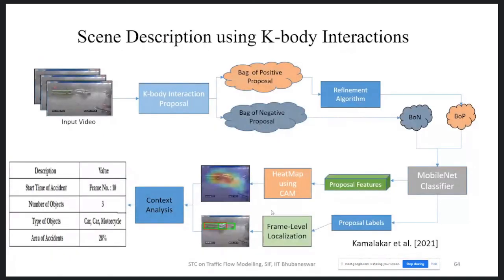So one of the possible frameworks is like this. We get the input video like this. We detect the objects using YOLO object detection in these frames. We identify the interaction proposals, body interaction proposals, and then we define positive bag proposals, negative bag proposals. We apply a certain refinement algorithm, and then we apply a MobileNet classifier for extracting various types of features. And we do heat map generation and then context analysis. So this is the overall framework, which has not been published yet. I'm just showing you the overall architecture because it has not been published yet. I'm not showing you the entire details, but this is the overall architecture which we have proposed.